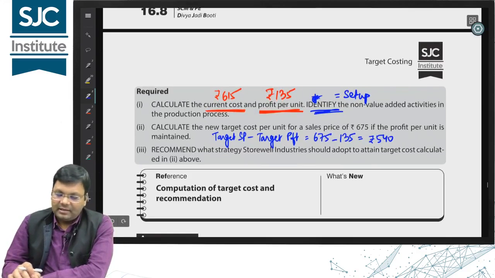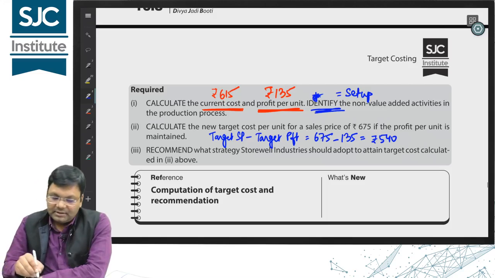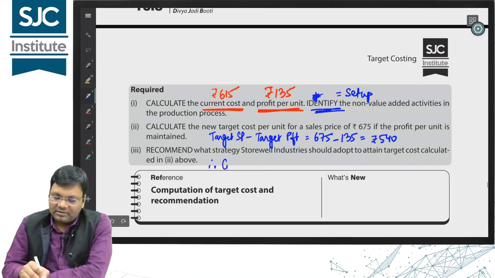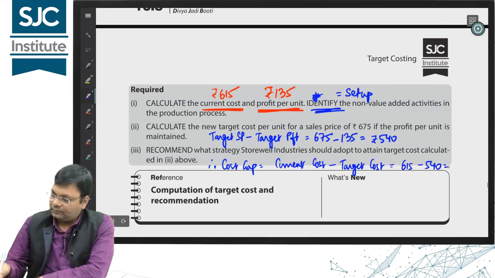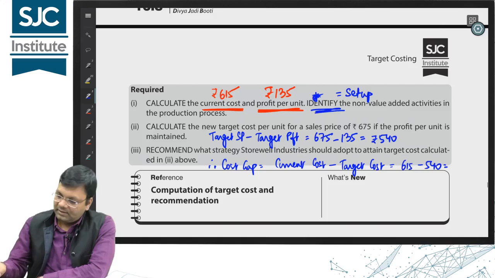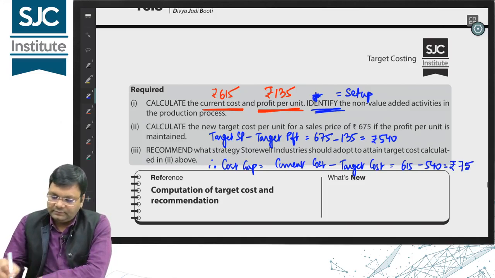Okay, now question is asking, recommend what strategy Storewell industry should adopt to attain target cost calculated in 2 above. So recommend strategy. First you should identify what is my cost gap. My current cost is 615 and my target cost is 540. So 615 minus 540 is equal to 75.